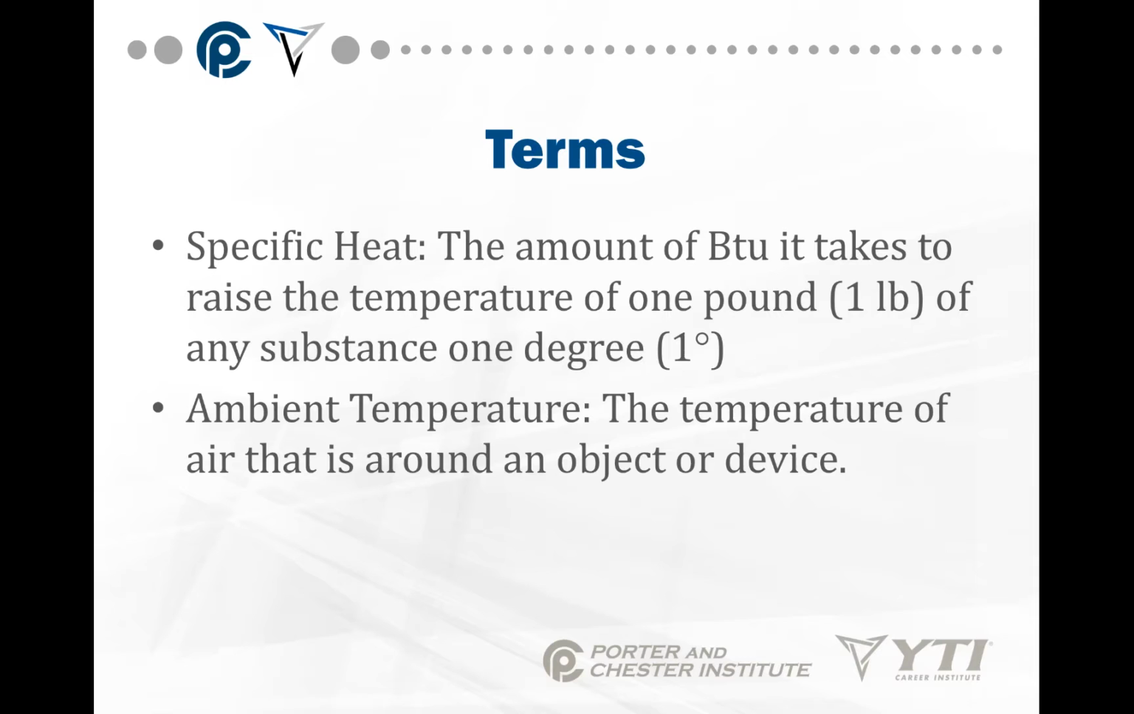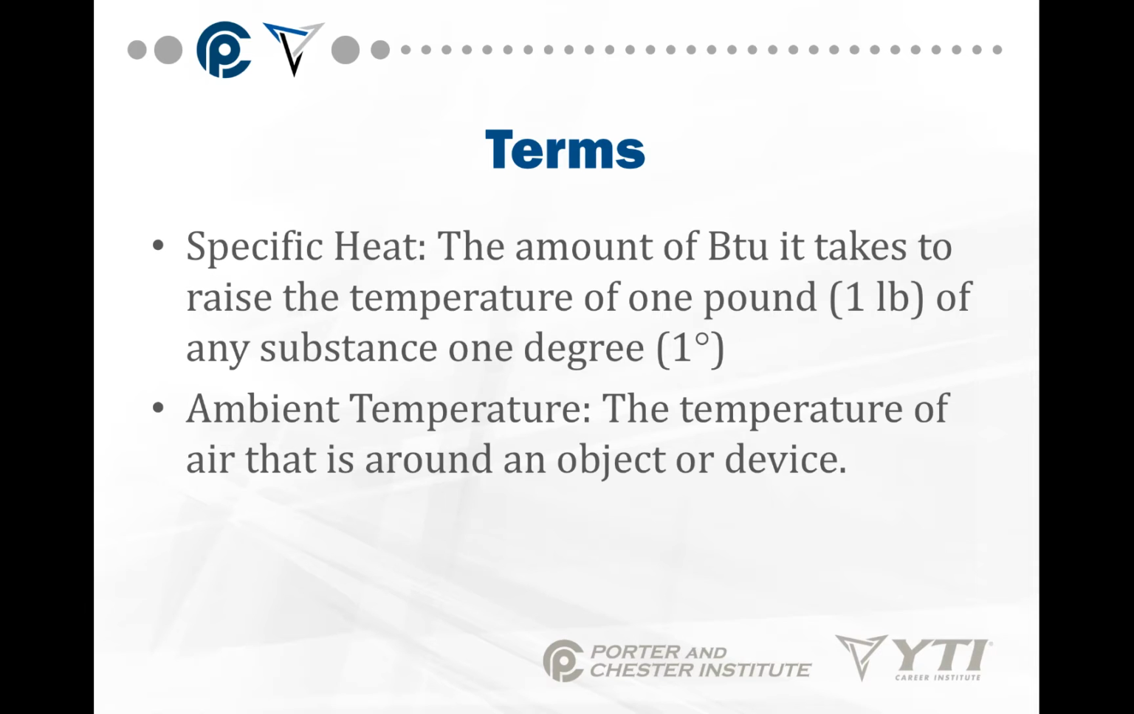Specific heat is the amount of BTUs it takes to raise the temperature of 1 pound of any substance 1 degree. Now, we have to think about that because the BTU definition is the amount of heat it takes to raise the temperature of 1 pound of water 1 degree Fahrenheit. So the specific heat of water is 1. The specific heat of spinach, milk, or any other food substance, any other substance, is going to be slightly different from water. But water is your reference point. Water has a specific heat of 1.